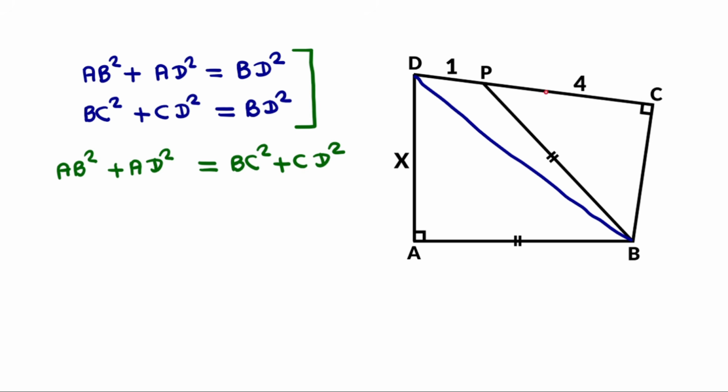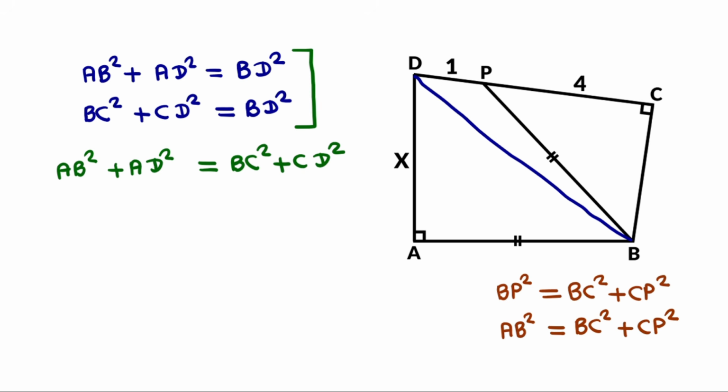Now let's focus on the smaller right triangle, BCP. Applying the Pythagorean theorem again gives BP squared equals BC squared plus CP squared. But remember the condition from the problem. AB equals BP. Therefore, AB squared equals BC squared plus CP squared.